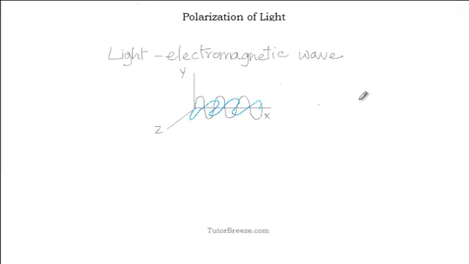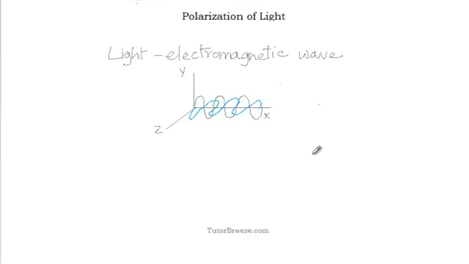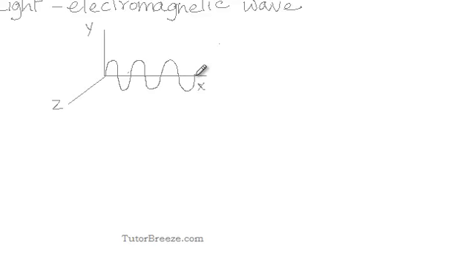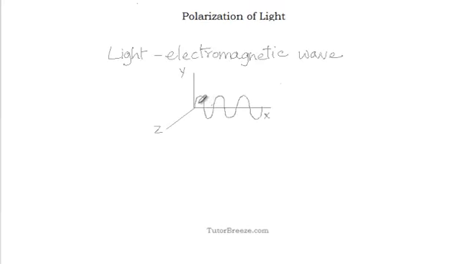Now when we are talking of polarization, we'll forget about the magnetic field. We'll only talk of the electric field. So I'll just remove the magnetic field and only look at the electric field. You can see that the electric field vector is in the y direction.